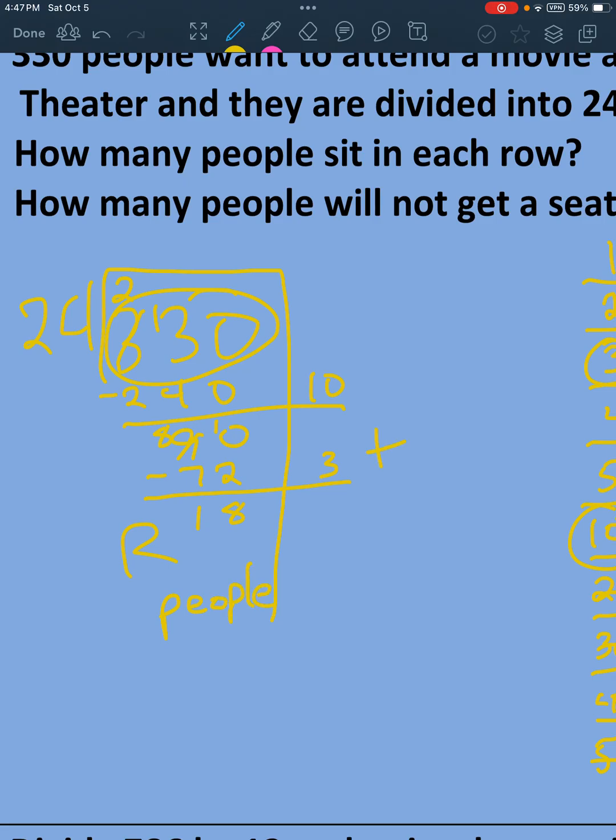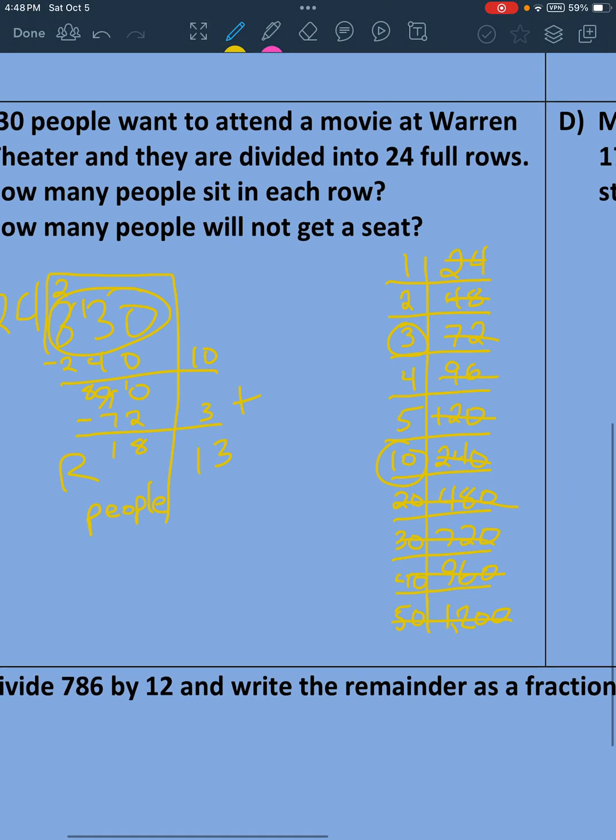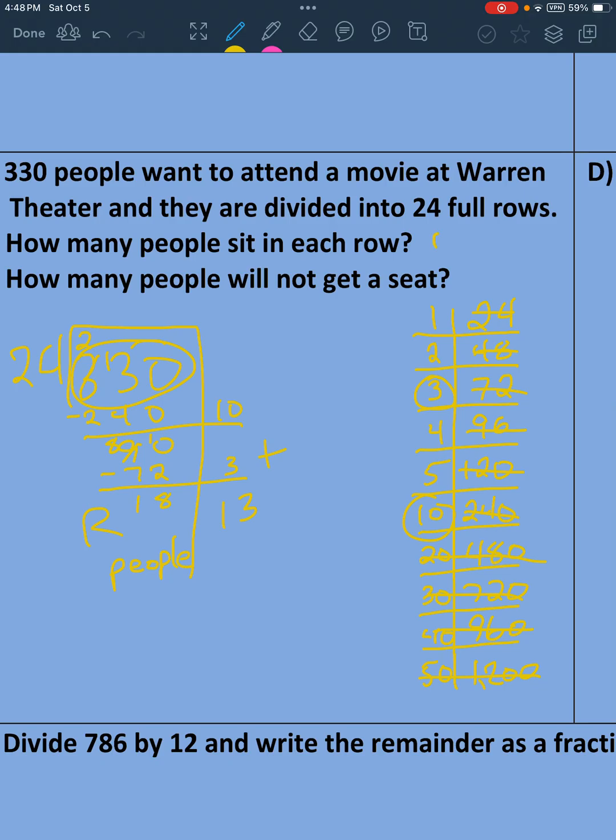Over here is where I'm going to add to find my quotient, 13. So I know there are people who are sitting in rows, and I've got 13 people in each row, and I've got 18 people who will not get a seat. I've answered both questions.